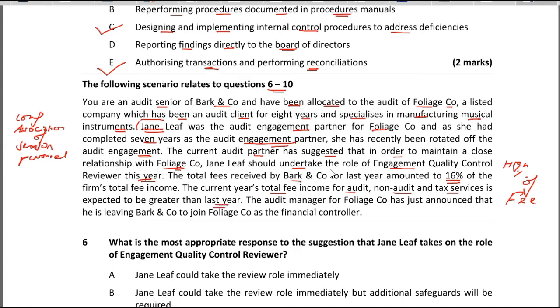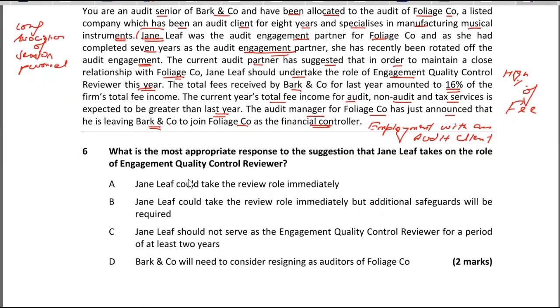than last year. The audit manager for Foliage Company has just announced that he is leaving Bark and Co. to join Foliage Company as the financial controller. So what was the name of this slide? Remember, employment with an audit client. So now hopefully you remember the threats as well.